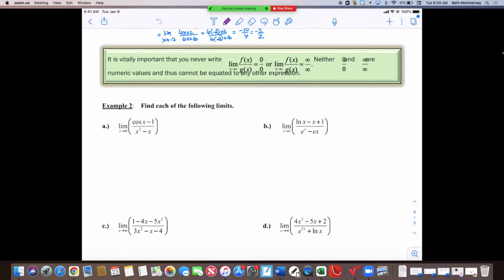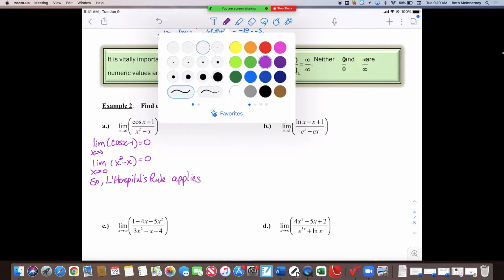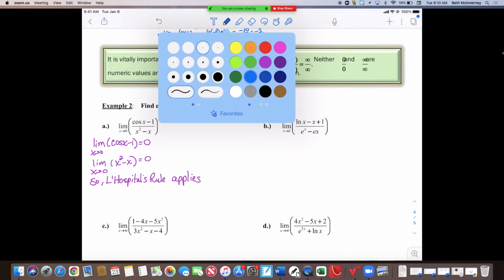Okay, so here we go. The limit as x approaches 0 of cosine x minus 1, I know that's going to be 0. The limit as x approaches 0 of x squared minus x is 0. So L'Hopital's rule applies. And as long as you state that, you're golden.